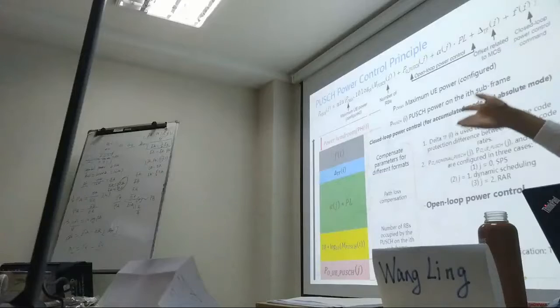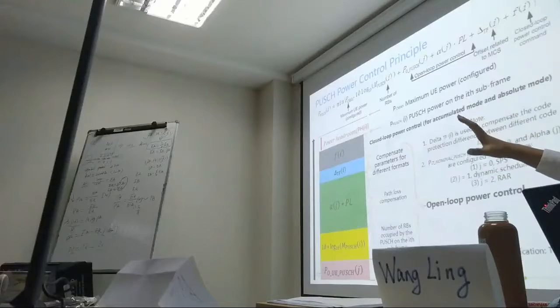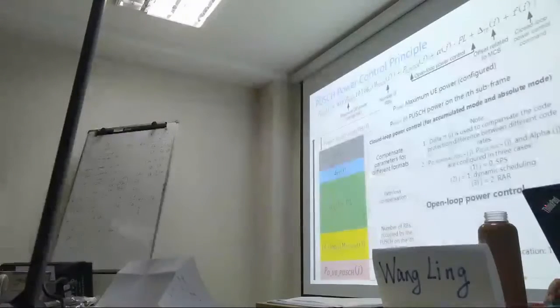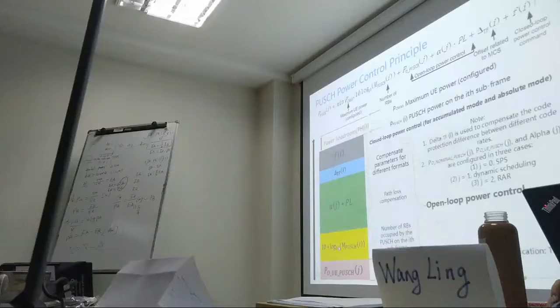Just like for the downlink, if we set a different bandwidth, it will generate a different RS power. It's a similar theory. So for the uplink, we should also consider how many RBs we allocate to this UE. So it will add the function of the RBs. And after that, we need to add the path loss compensation.